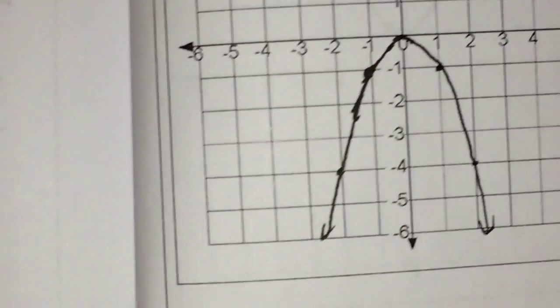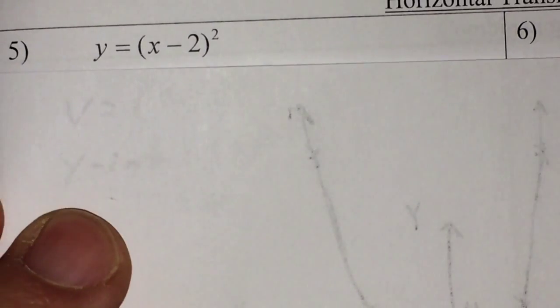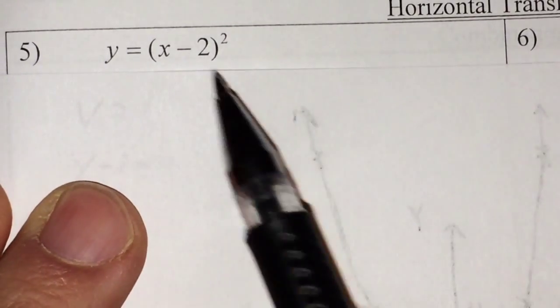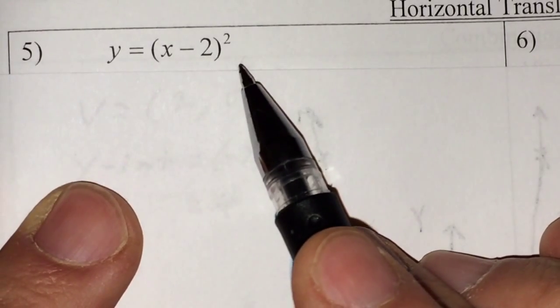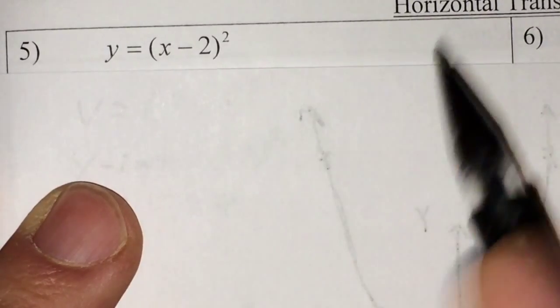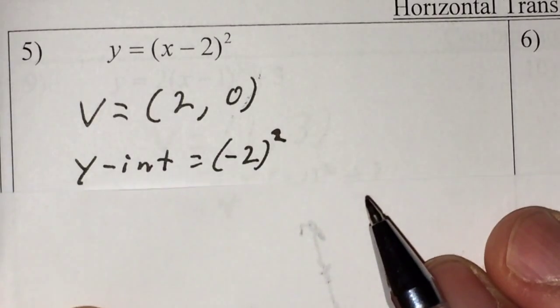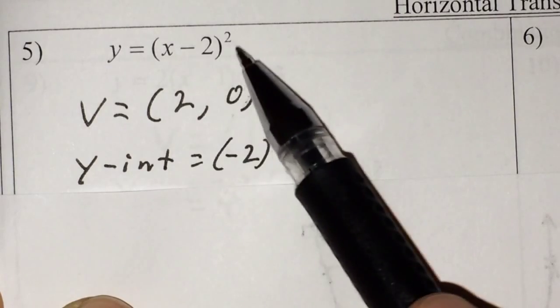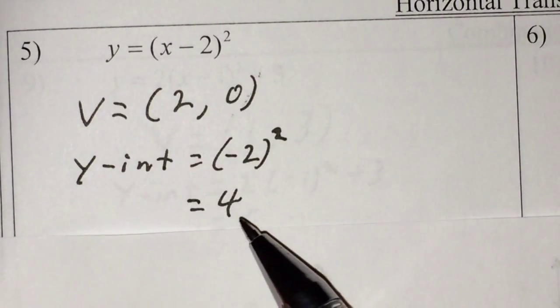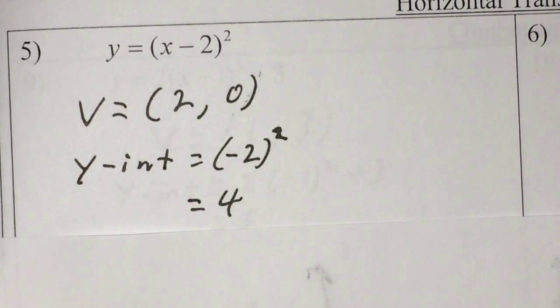Now, the horizontal translations, something like y equals (x minus 2) squared. In this one, the vertex is going to be at x equal to 2. It's been horizontally translated 2 to the right, and it has not been translated up or down at all. So the vertex is (2, 0). The y-intercept is negative 2 squared, because you sub in x equal to 0 there. Square it, and you get 4. So it's been moved to the right 2, and the y-intercept is now 4.